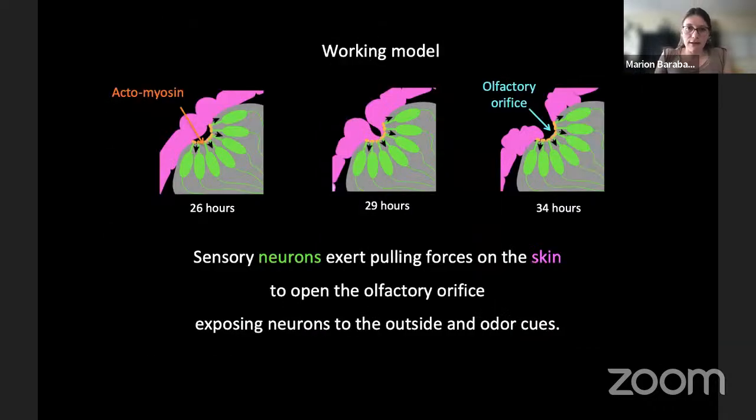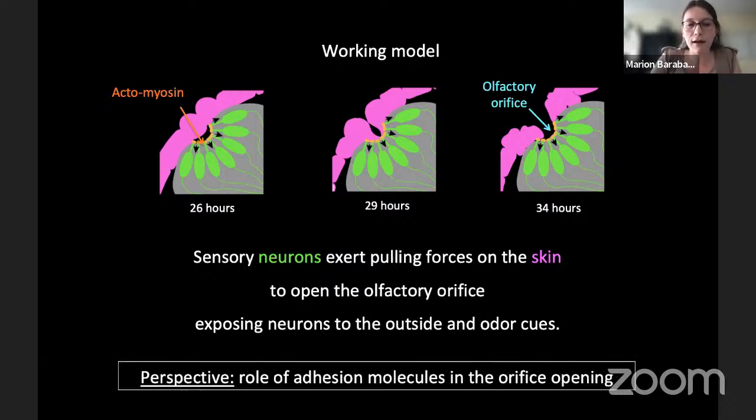So altogether, that leads us to propose this new model where the sensory neurons exert pulling forces on the skin that allow the opening of the olfactory orifice, which then exposes the neurons to the outside, and those neurons would be able to detect the odor cues. For the moment, we are investigating the role of adhesion molecules in the formation of the orifice.